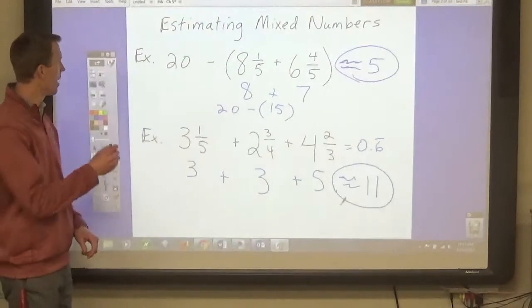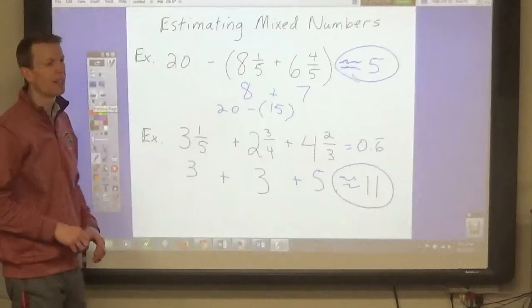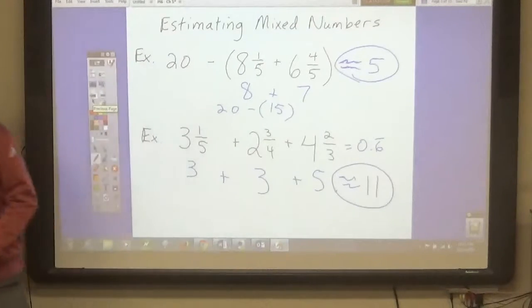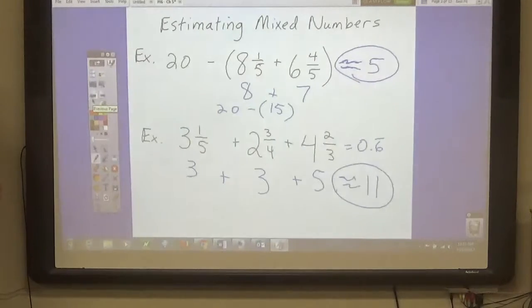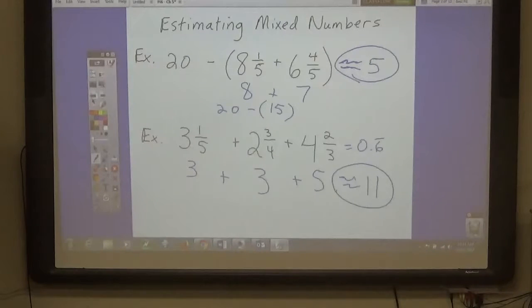Yeah, we're going to be doing that tomorrow. We're going to practice rounding and estimating today. So, go to your assignment page, 140. And do 7 through 27, sorry. 7 through 27 all.